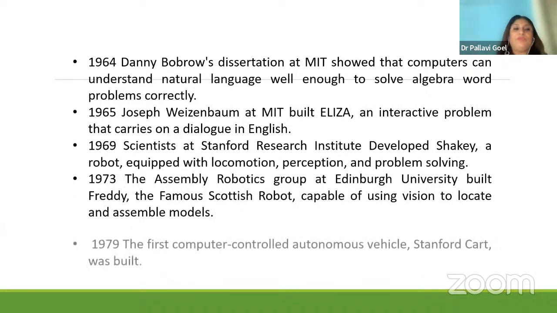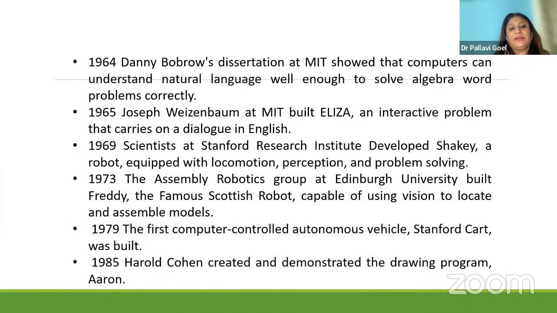In 1964, lots of histories are there. 1985, Cohen demonstrated the drawing program Aaron. The first computer-controlled autonomous vehicle, the Stanford Cart, was built in 1979.